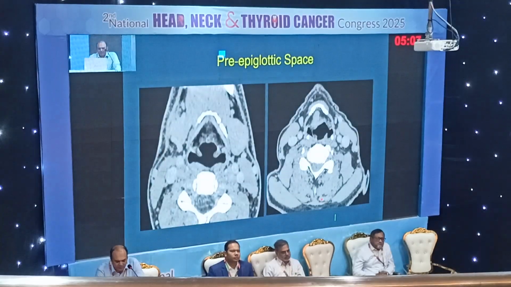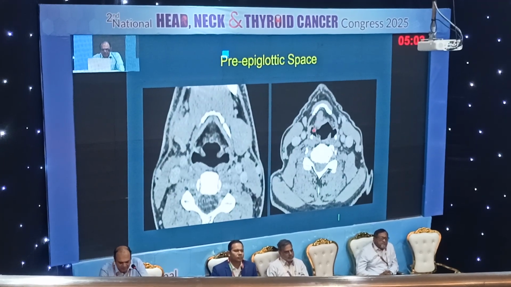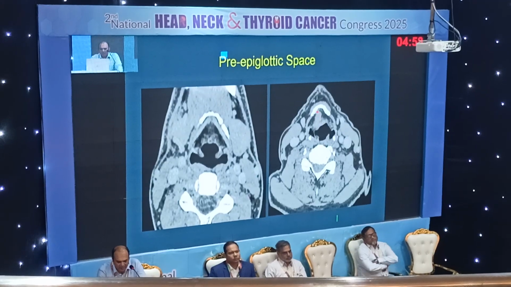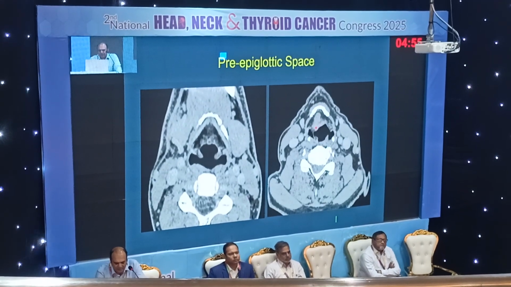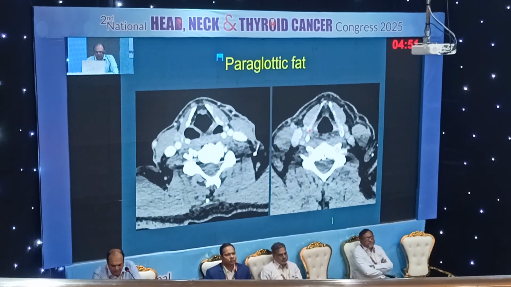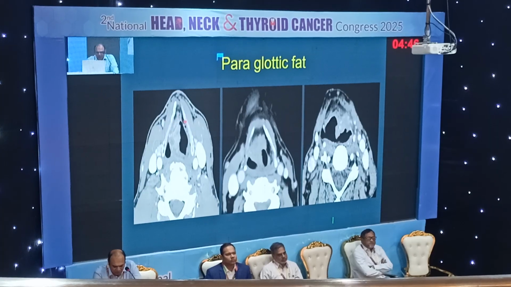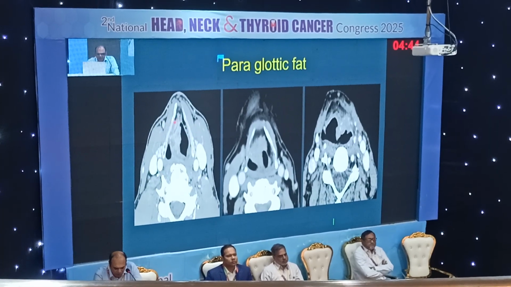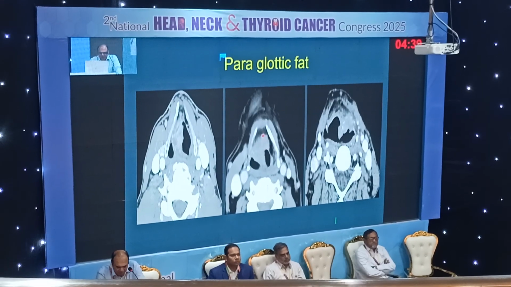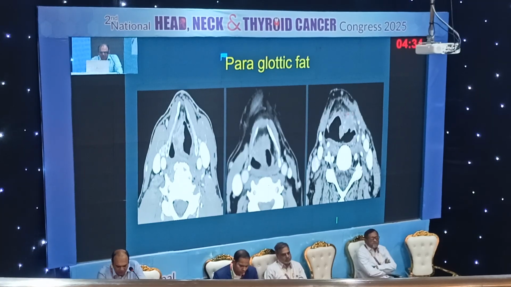Paraglottic fat. So this is the pre-epiglottic space here. You can see an enhancing lesion involving the epiglottis and the pre-epiglottic space, and the cartilage is intact. So it's a T3 disease. This is the paraglottic fat, laterally continuing as paraglottic fat. Here you can see the left paraglottic fat is free. Here you can see the right paraglottic fat is involved, and the lesion is extending into the epiglottis and the epiglottic fold. Here you can see the paraglottic fat is obliterated.